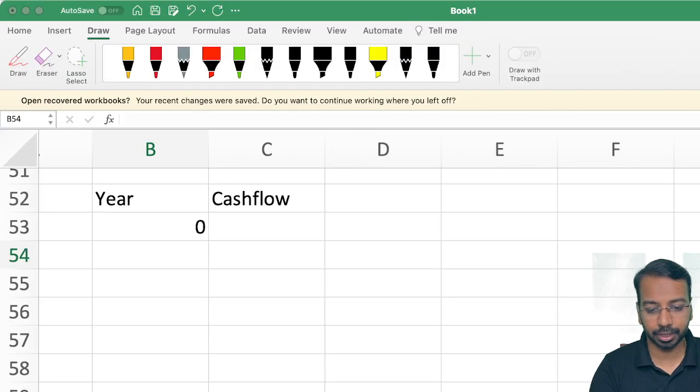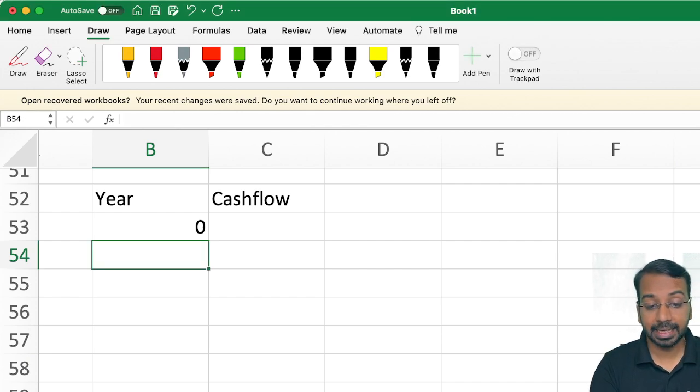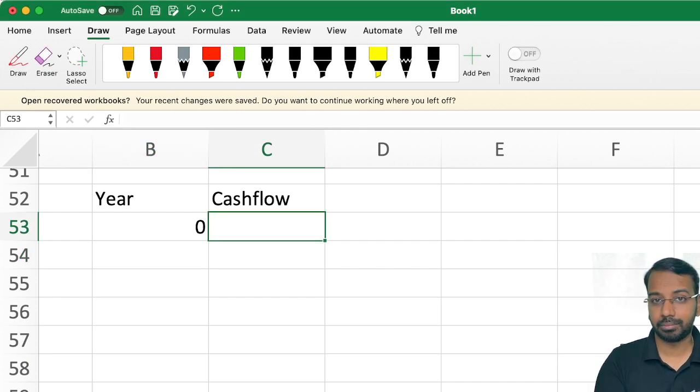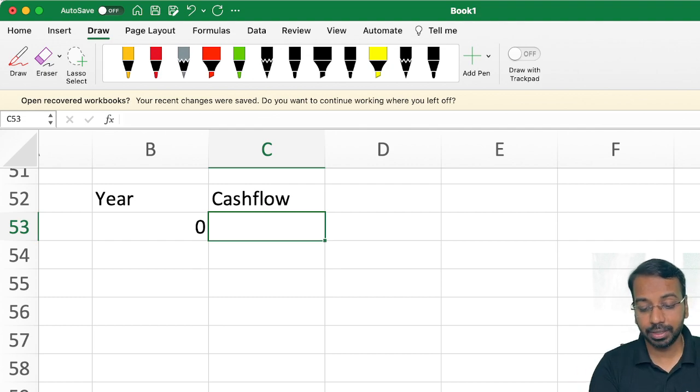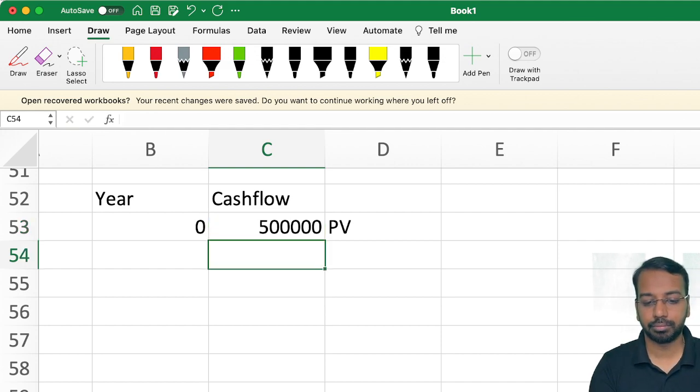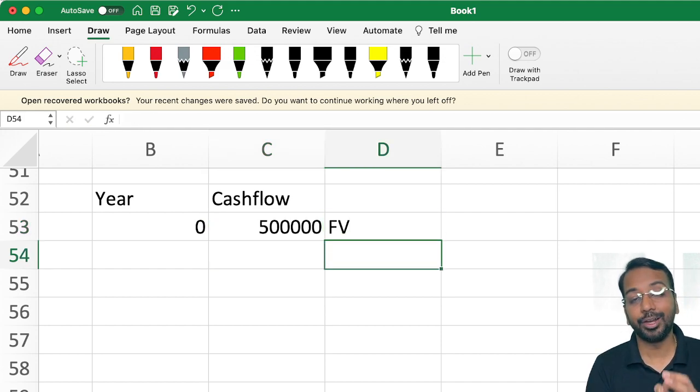Let me just share the screen. Whenever I say 0, it is beginning. Year, cash flow. Let us say I have a car. I am a lessor, you are the lessee. The best way to understand. I have a car which has a present value, or the fair value, of 5 lakhs.